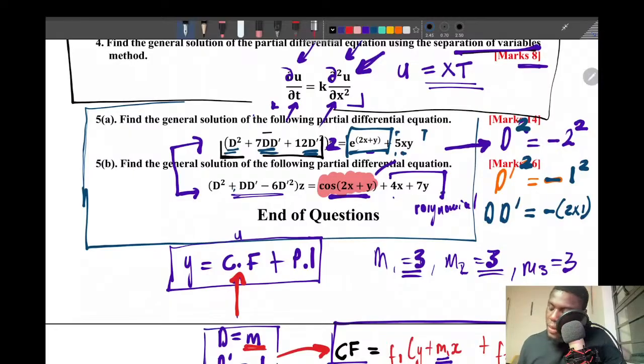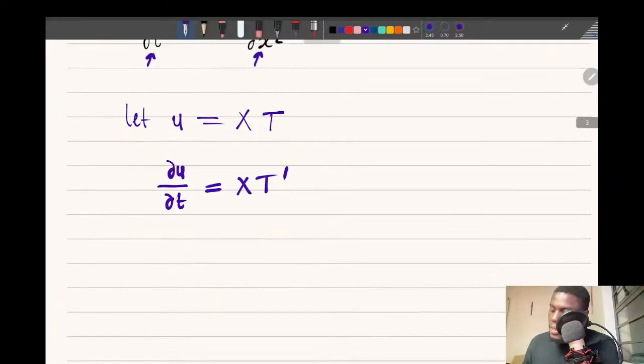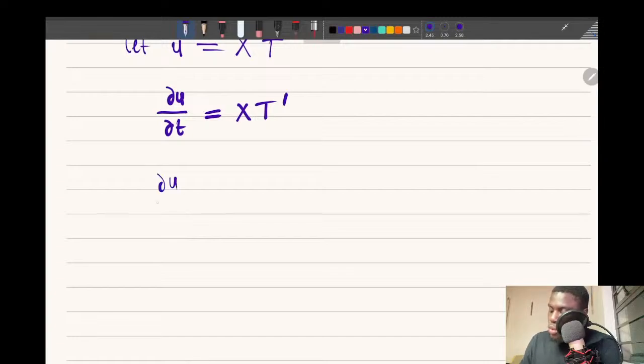I have this. Anyway, it is with respect to t, with respect to x. So I'll say let u, this one which I'm differentiating at the top, be a function of both x and t. Which means if I now say, what is del u del t? That means I'm only differentiating with respect to t. So the t is the only one that's differentiated. So it's x t prime. Then what about del u del x? I'm differentiating with respect to x, so that means t is a constant. I only differentiate the x. It becomes x prime times t.